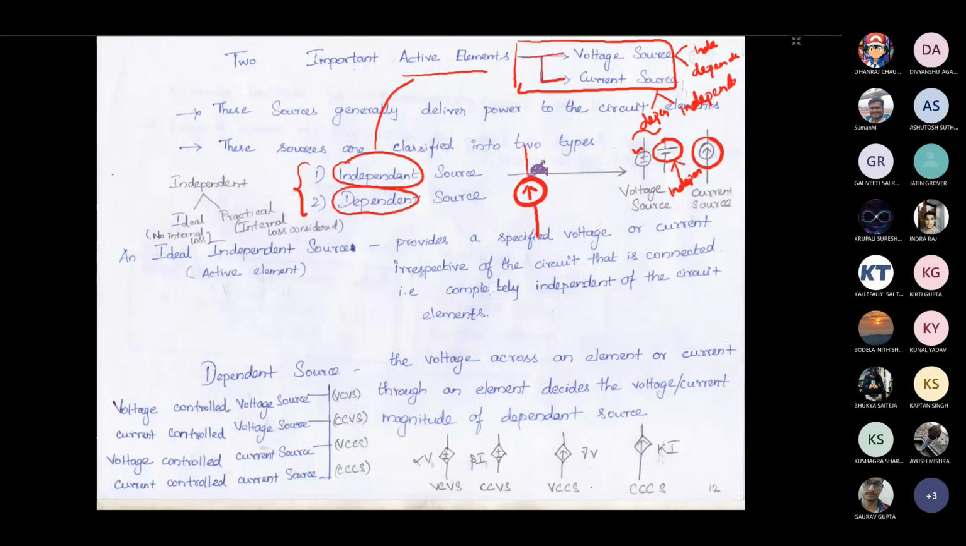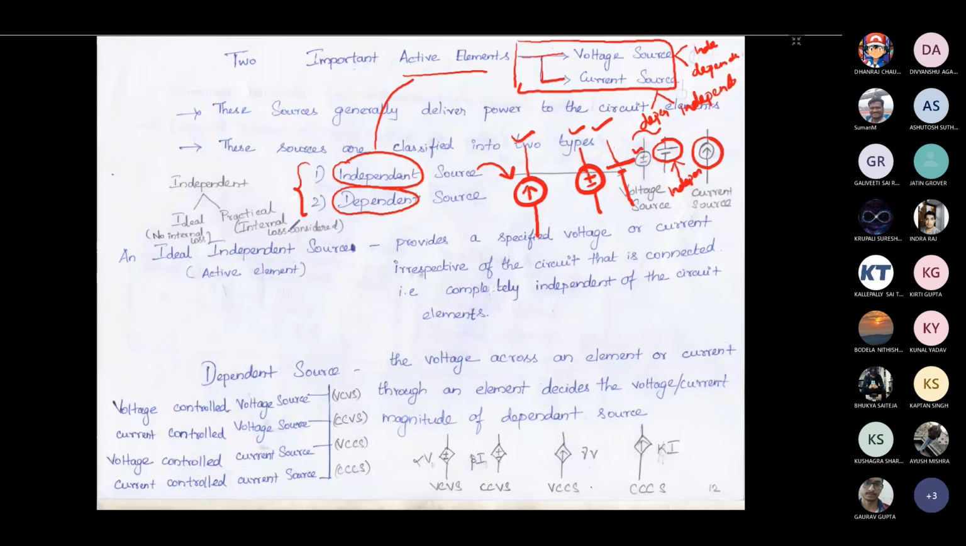This represents the independent current source. Similarly, for the voltage source, you put a circle, then within that you mention plus and minus. Then similarly for a battery, you mention a bigger dash and a smaller dash, like this. So these are called independent sources. This independent source will be further classified, that we will see.